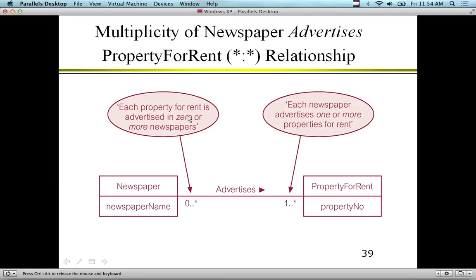But each property for rent advertises in 0 or more newspapers. So we have an asterisk over here because we have more properties for rent that are going to go into this newspaper, but they don't have to go into this newspaper. It's optional, which is where that 0 comes into place. And then each newspaper advertises one or more properties for rent. You could make this 1 into an asterisk to say that multiple newspapers have multiple properties for rent.